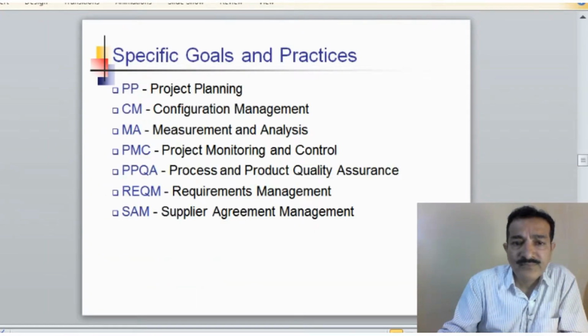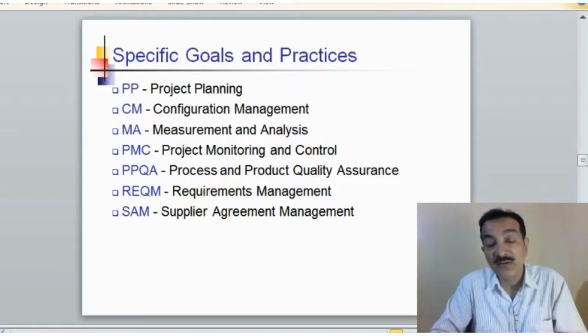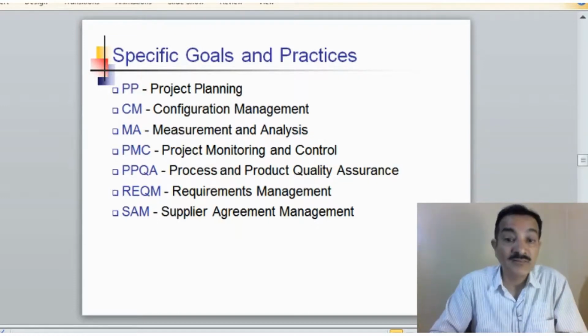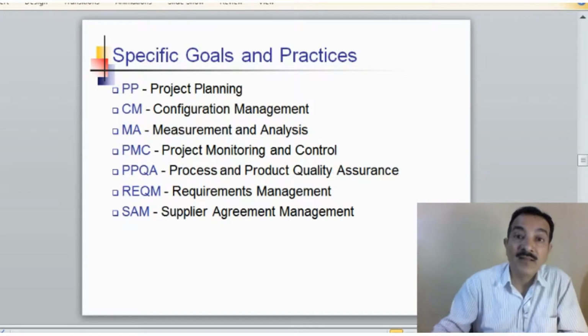Okay, so the specific goals and practices at level 2 are project planning, configuration management, measurement and analysis, project monitoring and control, process and product quality assurance, requirement management, and supplier agreement management.